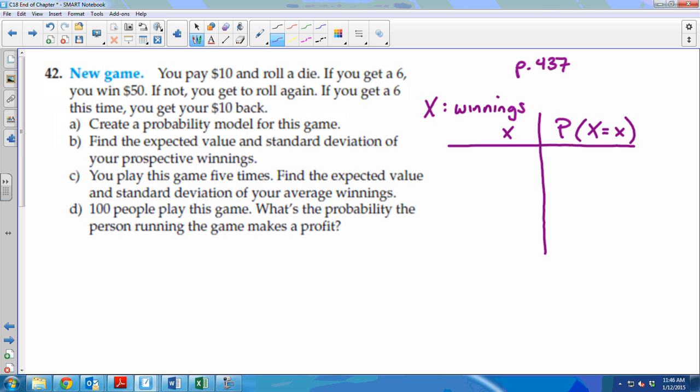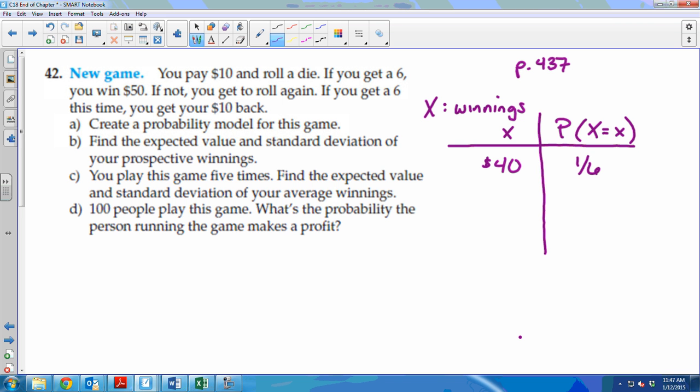Now we're talking about winnings, so make sure you remember that you're paying $10 to play the game. Okay? So you pay $10 and roll a die. If you get a 6, you win $50. So how much do you really win? 40, because you paid 10 to play. And it says if you roll a 6, you get that. So what's the probability that you roll a 6?